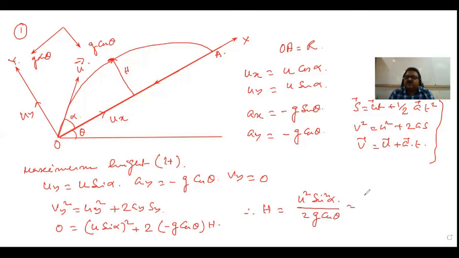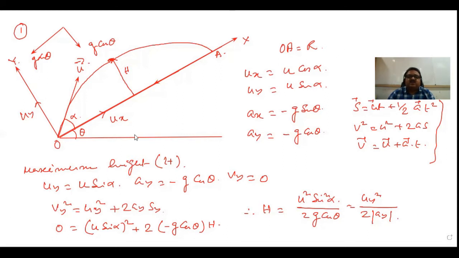It is what? uy squared divided by 2 times g cos theta, which is ay, that means the modulus of ay. This is the general formula. Clear? So this is about the maximum height.